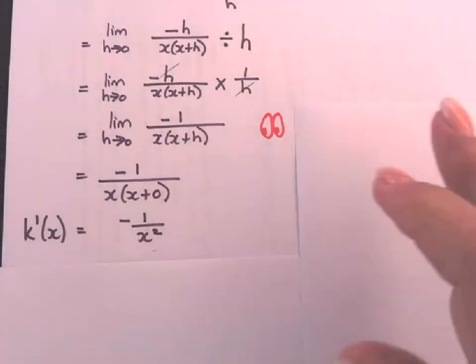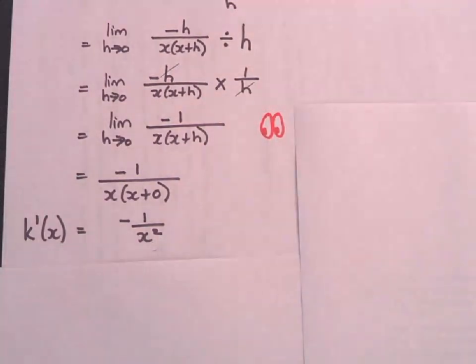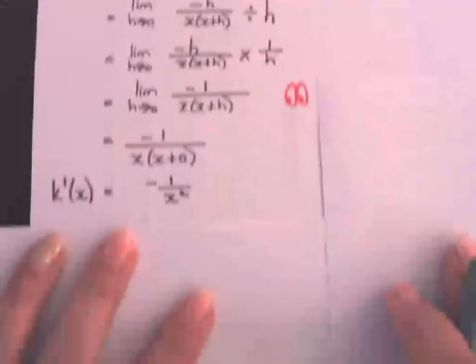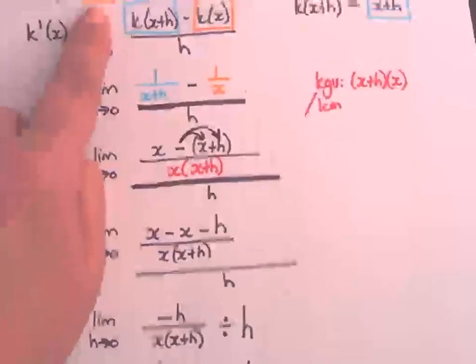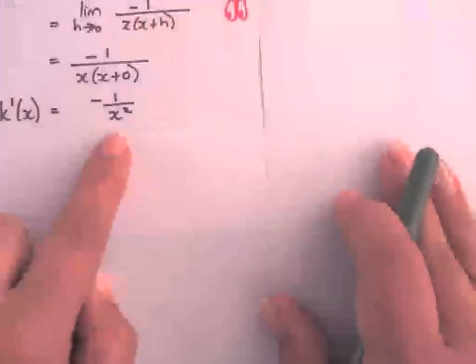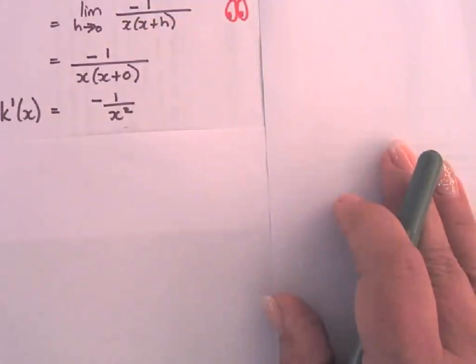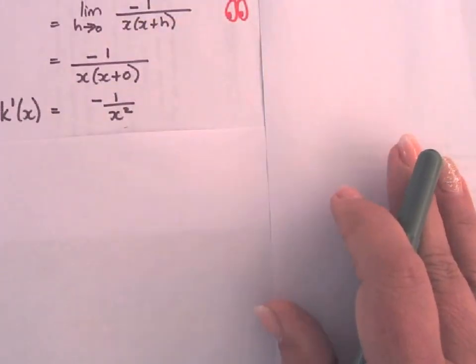What did I actually work out here? You have to simplify everything if it's not substituted. You simplify as far as you can, and then you substitute. What did I actually do here? I got the gradient of that function, and it's minus 1 over x squared at a specific point.